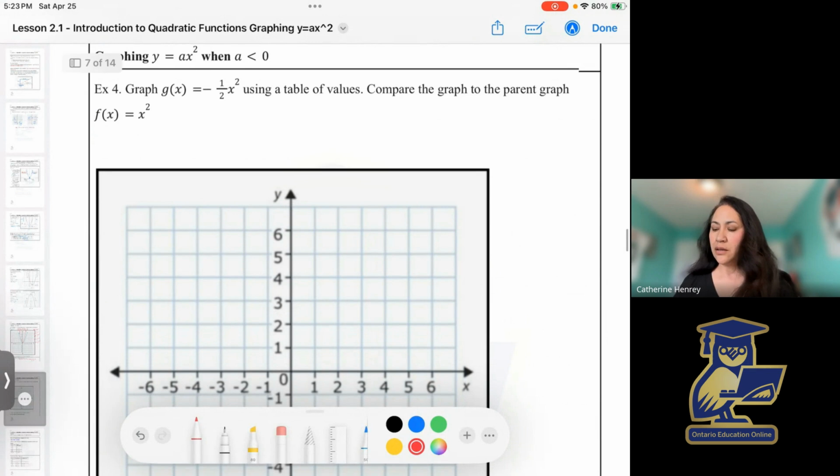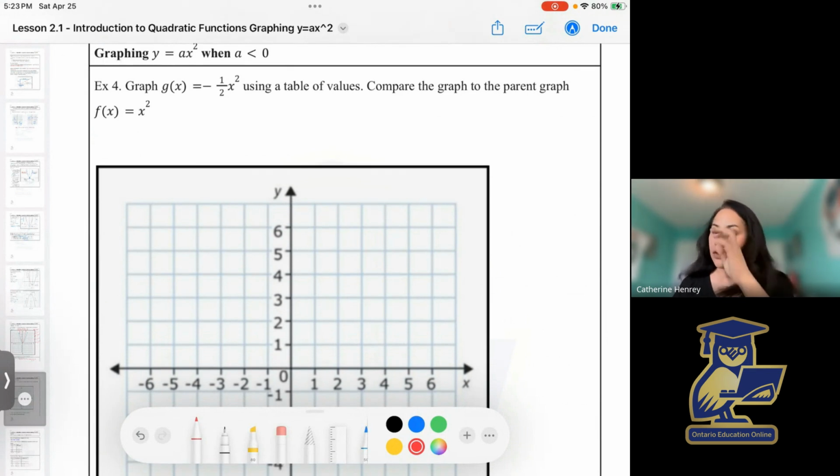So now we're going to take a look at a different function, negative 1/2 x squared, and we'll build a table of values for that. But first, I'm going to go ahead and put my parent function down. So that's (0, 0), (1, 1), (2, 4). And you will get very familiar with these points of the parent function, and they should always be sort of memorized so that you can identify some key points in the parent function.